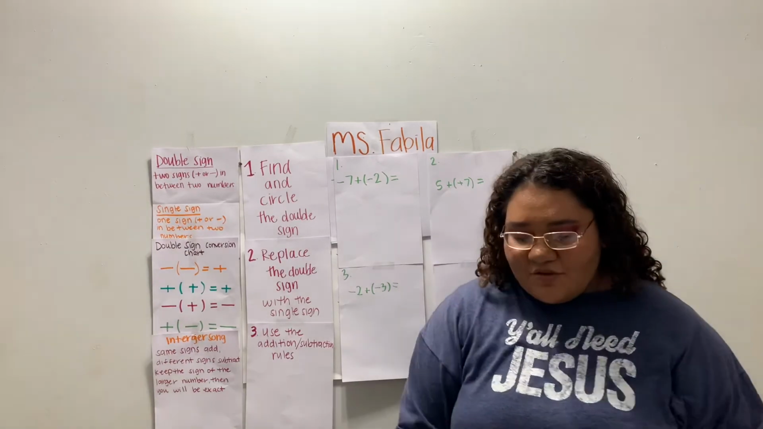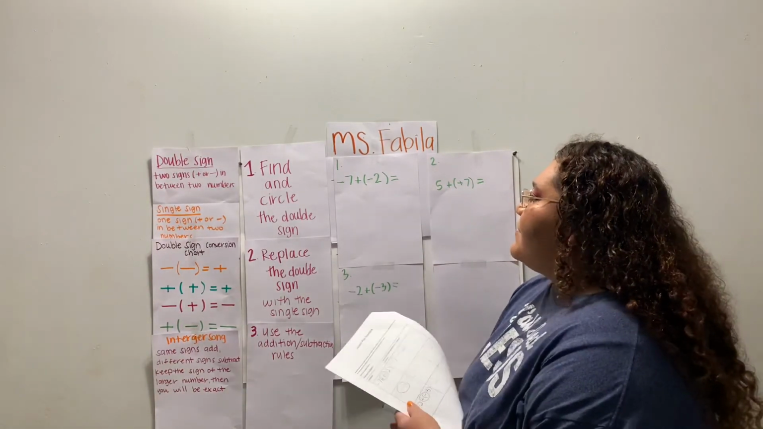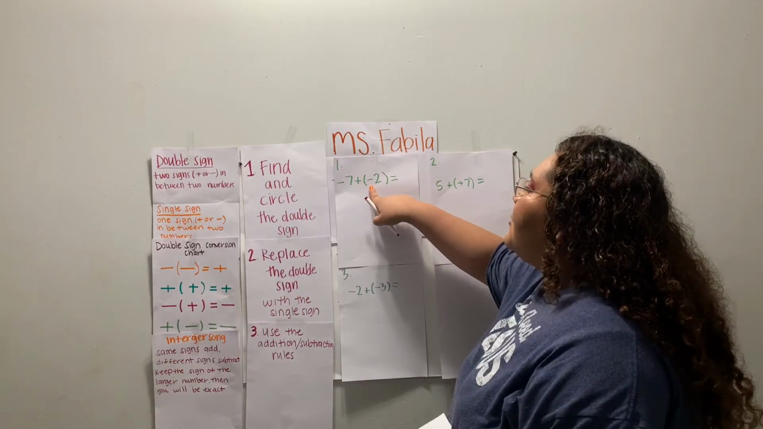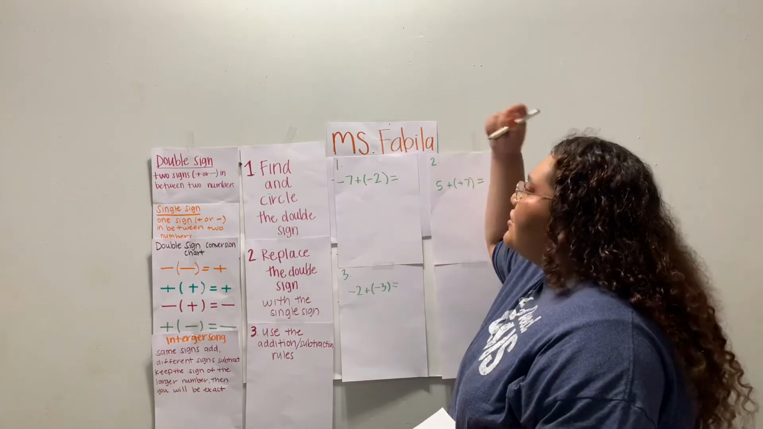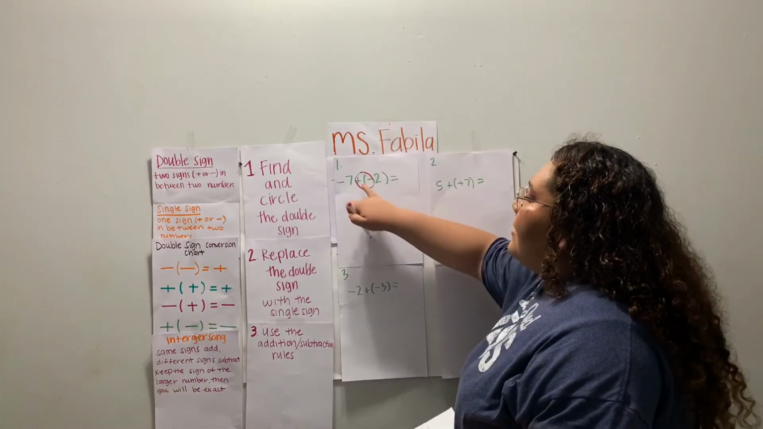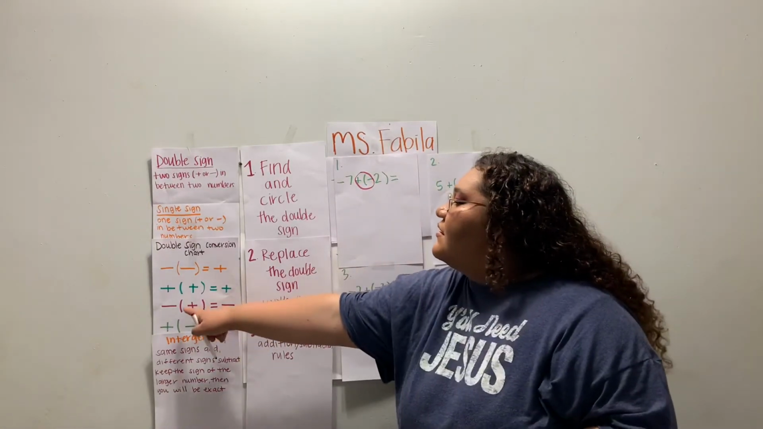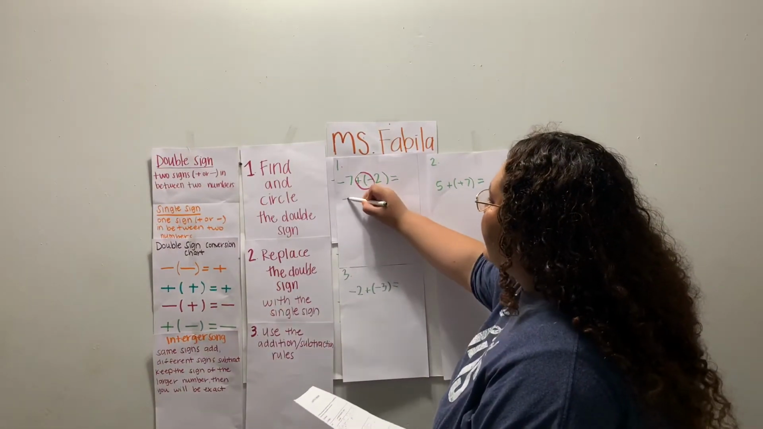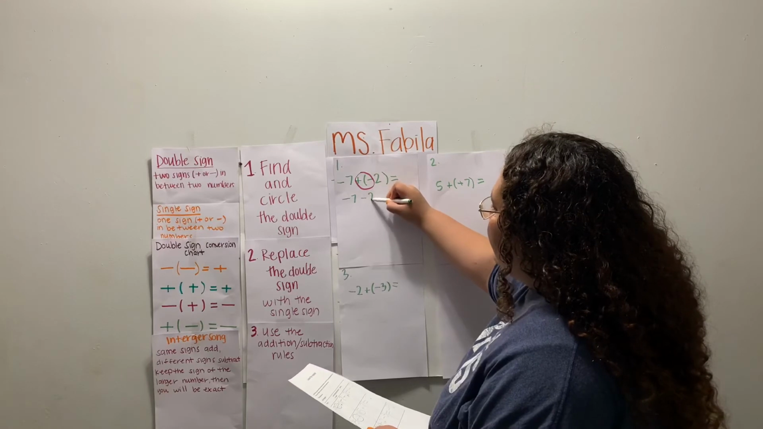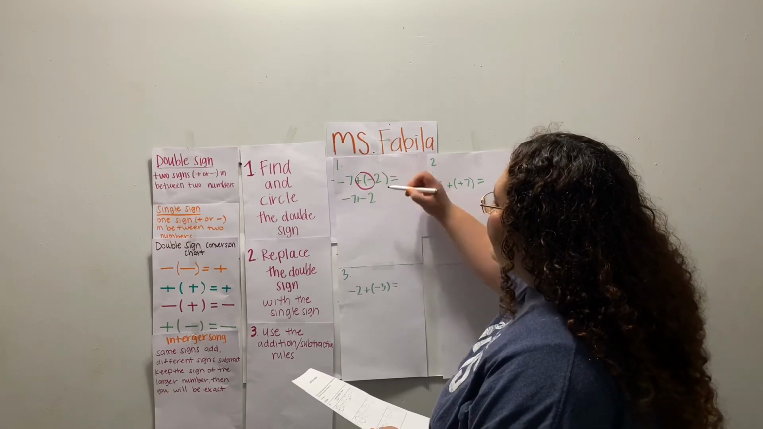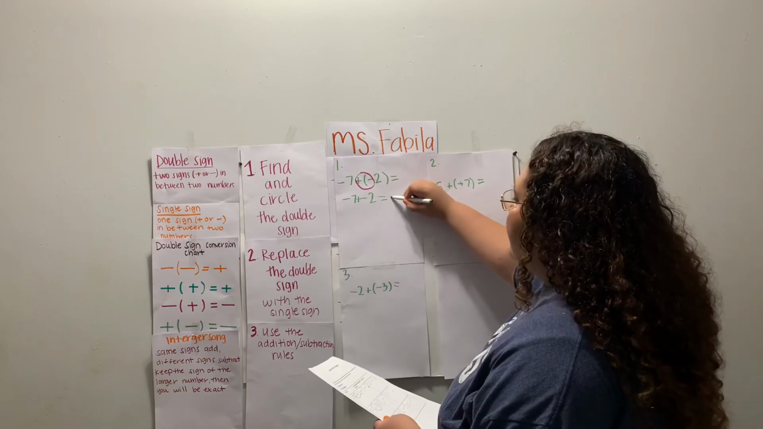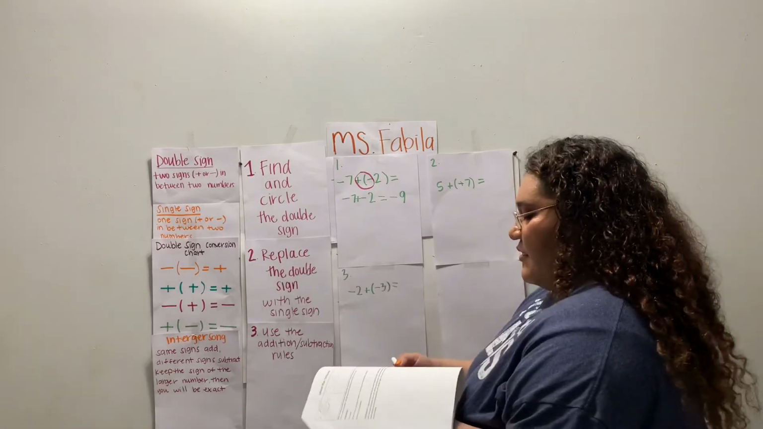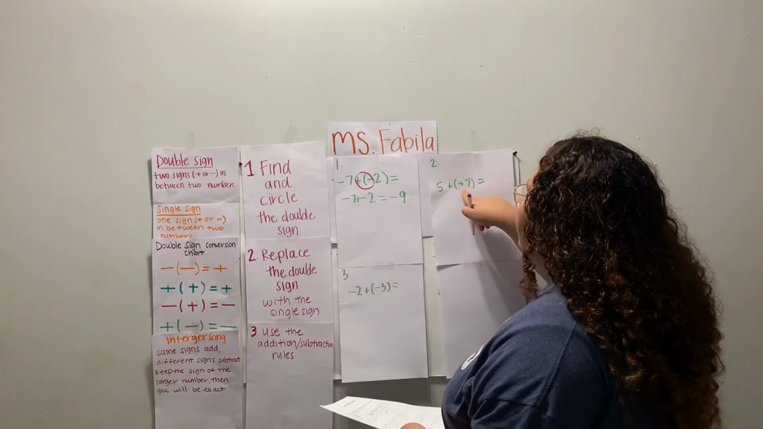Okay, now that the 10 minutes are over, we will be going over our problems. So for the first problem, we have negative 7 plus parentheses negative 2. The first thing that we have to do is what, class? Good job. Circle the double sign. A positive and a negative gives us a negative in between. So let's change it. Negative 7 minus 2. And remember that we have to add these. So our answer is what, class? Negative 9. Good job.